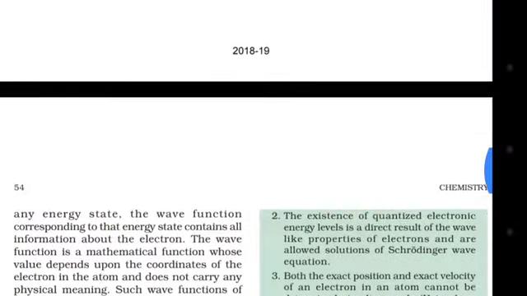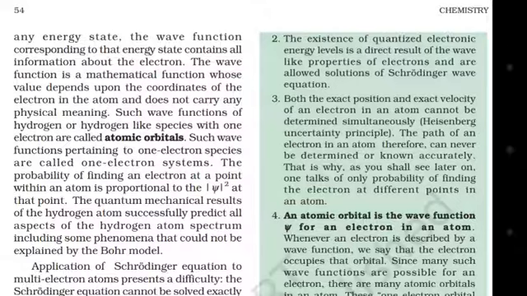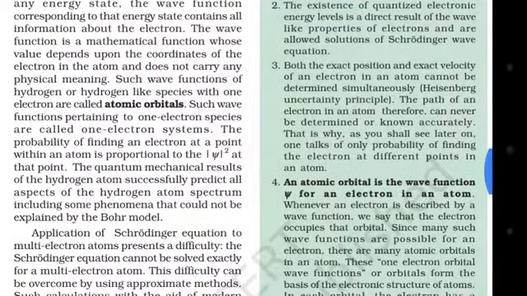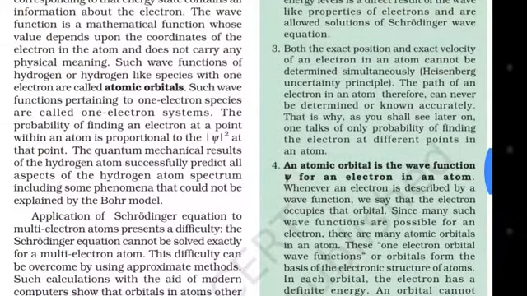When an electron is in any energy state, the wave function corresponding to the energy state contains all the information about the electron. The wave function is a mathematical function whose value depends upon the coordinates of the electron in the atom and does not carry any physical meaning. Such wave functions of the hydrogen and hydrogen-like species with one electron are called atomic orbitals. Such wave functions pertaining to one electron species are called one electron systems.